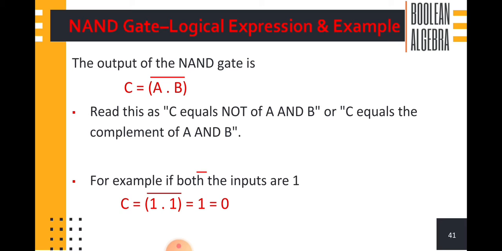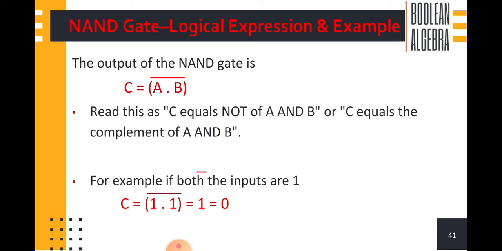Now you can see the output of the NAND gate is C equal to A dot B, the whole bar. How can we read this one? C equals not of A and B, or we can also read it as C equals the complement of A and B. So for example, we substitute values into this equation and see what output is produced.